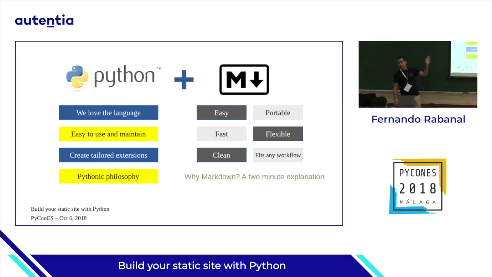So why Python? Why Markdown? There are other platforms for other languages, but why did I choose Python and Markdown? Well, this is a Python conference, so Python could seem a very obvious election here, but it's actually because we love the language. We are here because we love the language. It's easy to use and maintain. We could create extensions, plugins, everything in Python for those libraries. And then we have the same philosophy as these libraries.